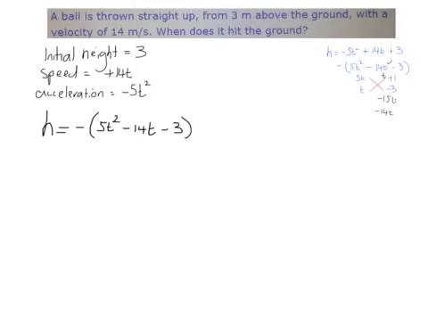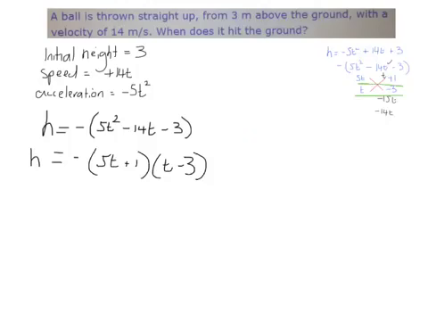Now that I have the correct cross, I can put my two factors into my equation over here. So now h is equal to minus (5t plus 1) multiplied by (t minus 3).